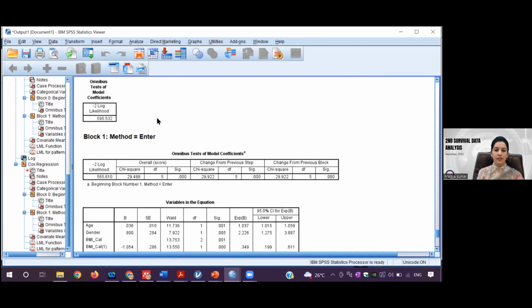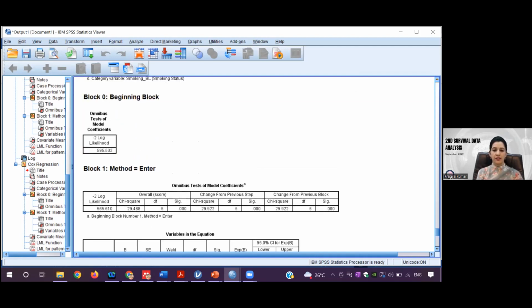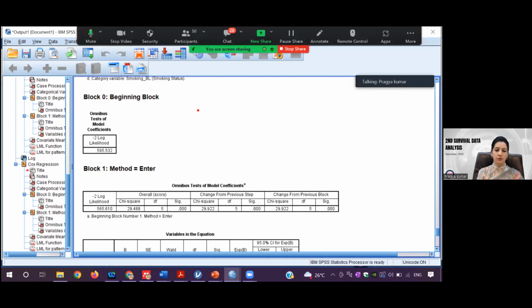So now coming to this log likelihood. When there is no model, the value of this -2 log likelihood, I'm not going into the detail of how this -2 log likelihood is calculated. But if there is a change and if there is a reduction from the previous value, we can say that it is significant.